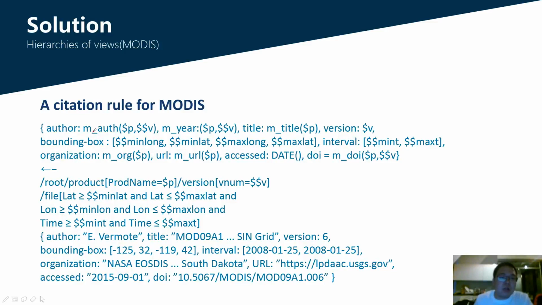The first, you can see the M author is a function that, given a product and a version, queries the metadata for the authorship. And to our knowledge, there is currently no such organized metadata repository in models, but having one would clearly be beneficial. The version and access time, the date function, are also not part of the view definition, but can be calculated when the query is executed.